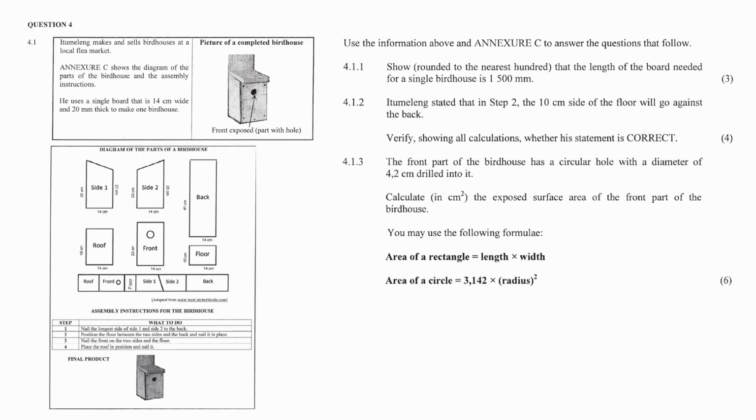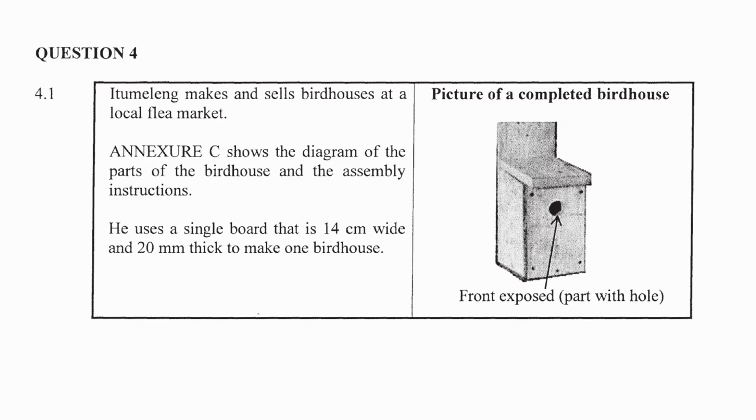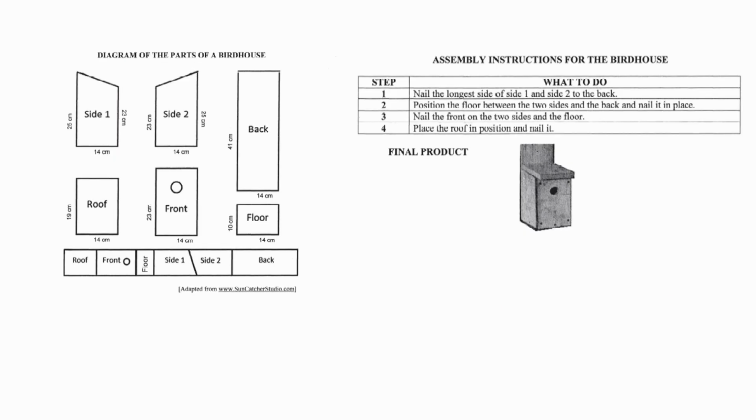Question 4.1 consists of 2 maps and plans questions and 1 measurement question that were designed to assess your understanding of assembly instructions. It is stated that Itumeleng makes and sells birdhouses at the local flea market. Annexure C shows the diagram of the parts of the birdhouse and the assembly instructions. He uses a single board that is 14 centimeters wide and 20 millimeters thick to make one birdhouse. You are also given a picture of the completed birdhouse.